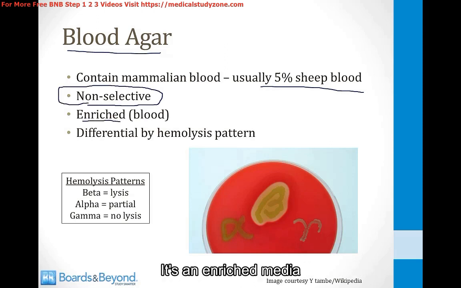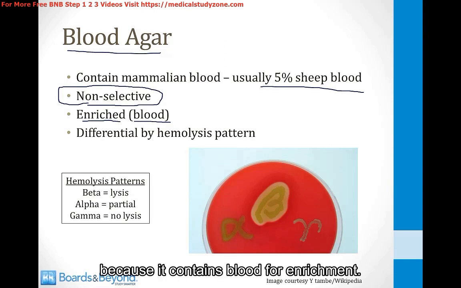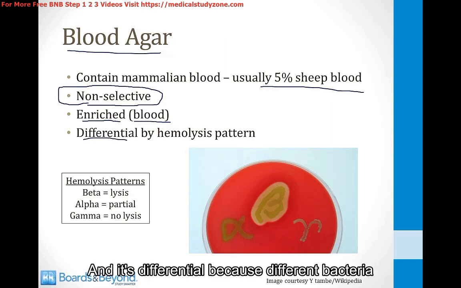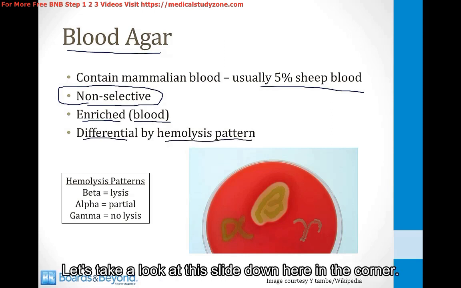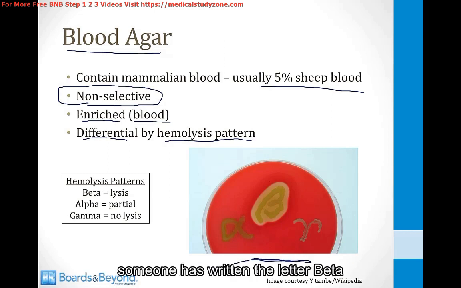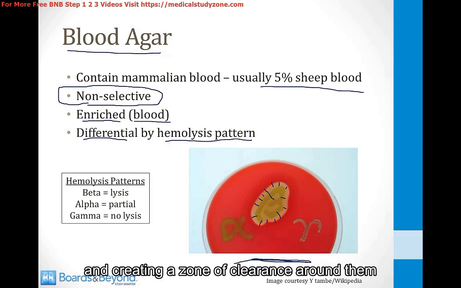It's an enriched media because it contains blood for enrichment. And it's differential because different bacteria have different hemolysis patterns. Let's take a look at this slide down here in the corner. In the middle of the slide, someone has written the letter beta with a strain of bacteria, and you can see that there is clearing, white clearing around the letter B, and that's because of hemolysis. The bacteria plated here are hemolyzing the red blood cells and creating a zone of clearance around them, and that's what beta hemolysis looks like.